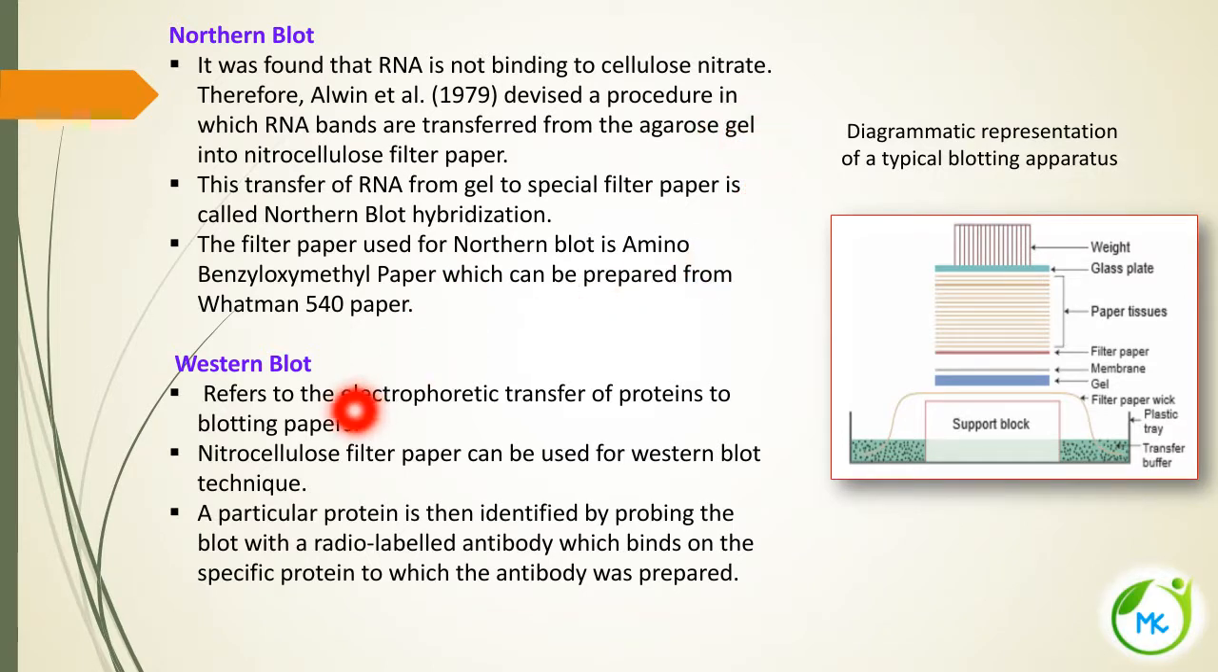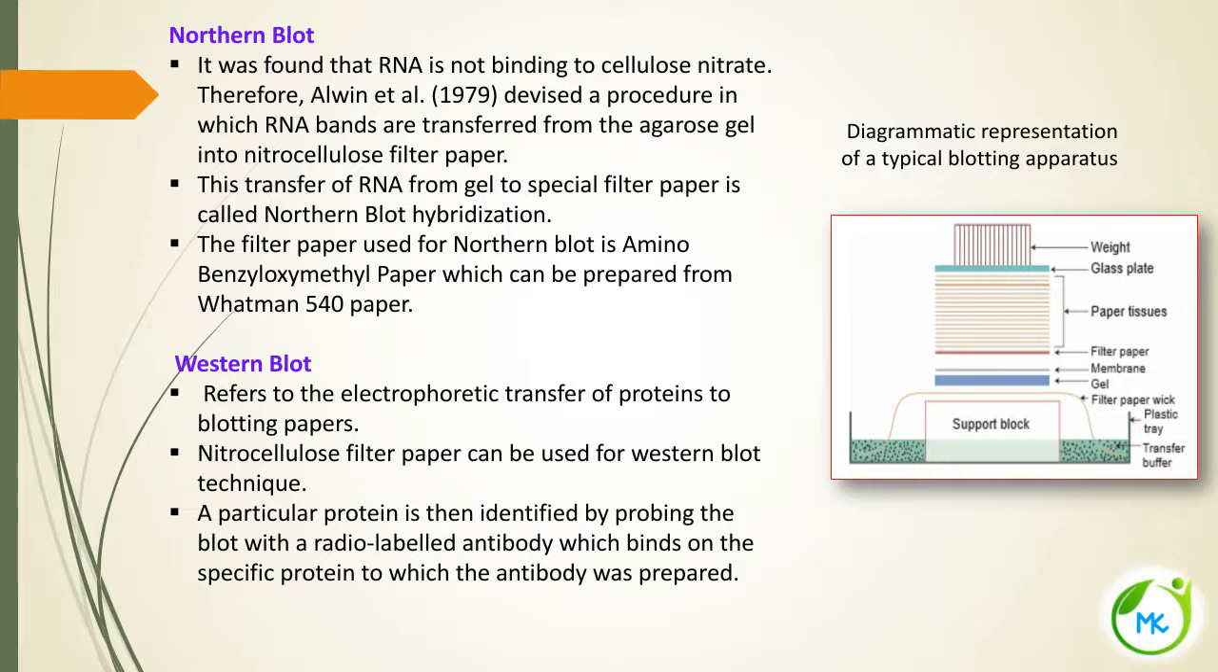Next, western blotting. Western blotting is nothing but electrophoretic transfer of protein. So remember, southern means we transfer DNA, northern RNA, and western the proteins. Nitrocellulose filter paper can be used for the western blotting technique for a particular protein. How can this protein be detected? By probing the blot with a radiolabeled antibody. This antibody will go and bind specifically to the protein.